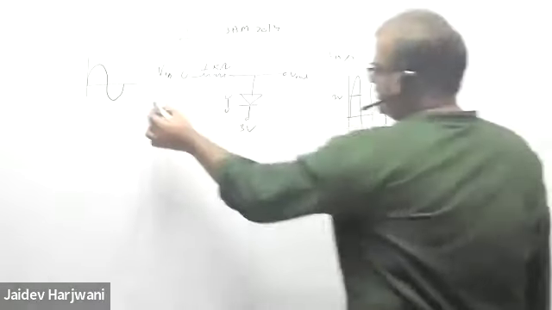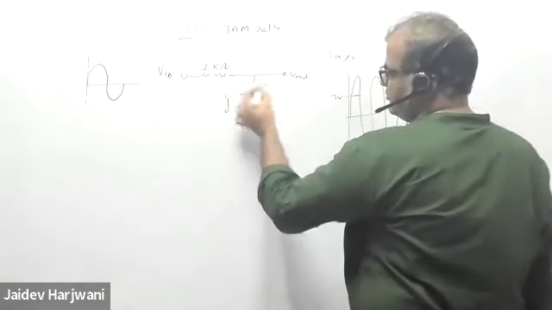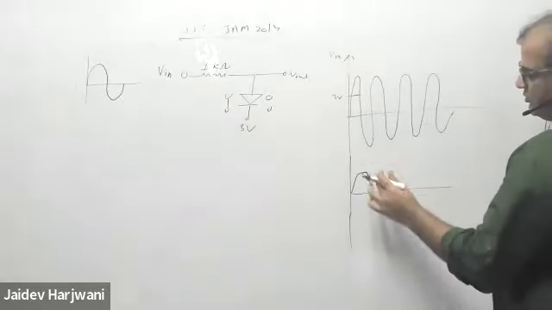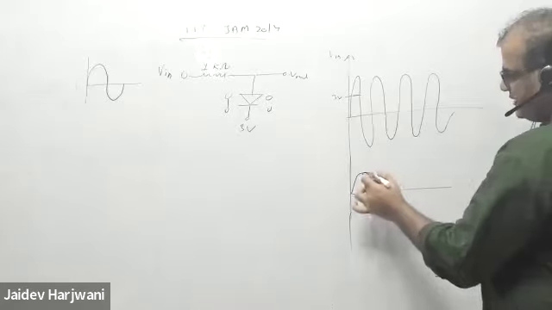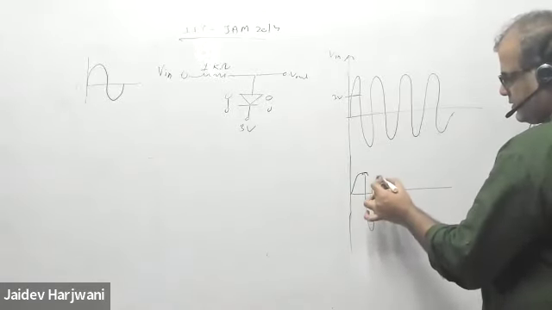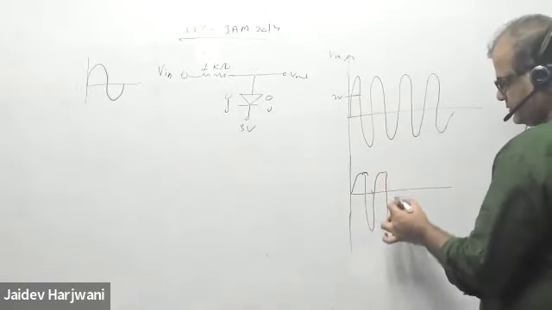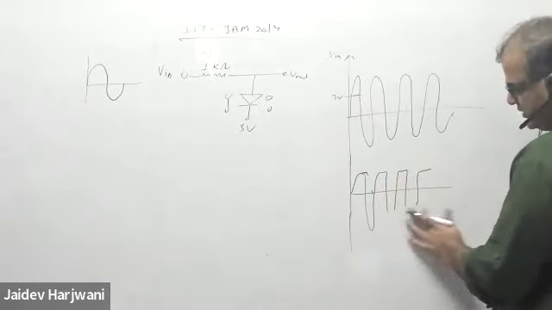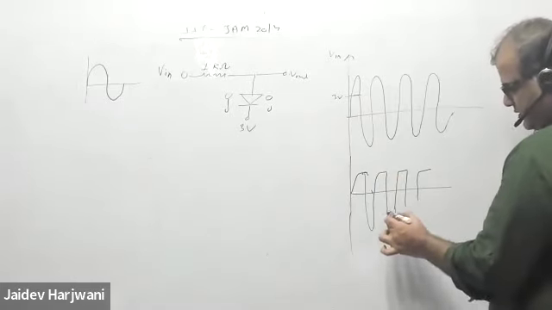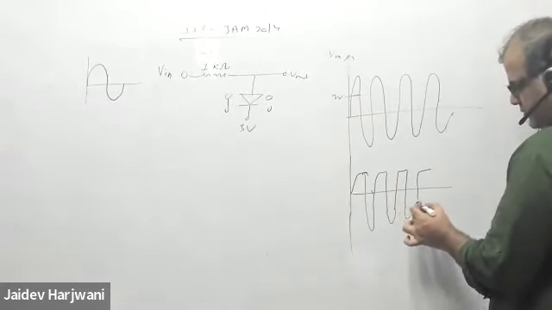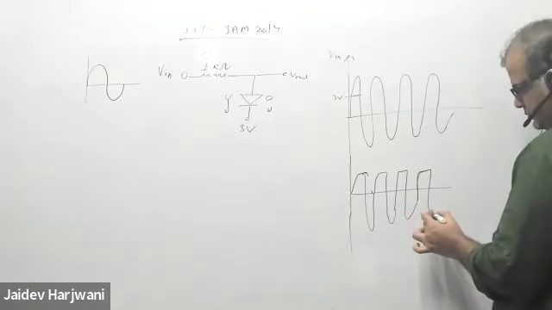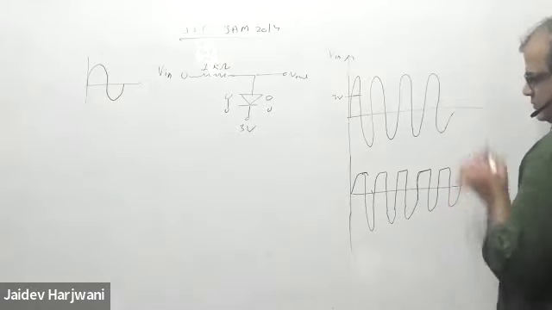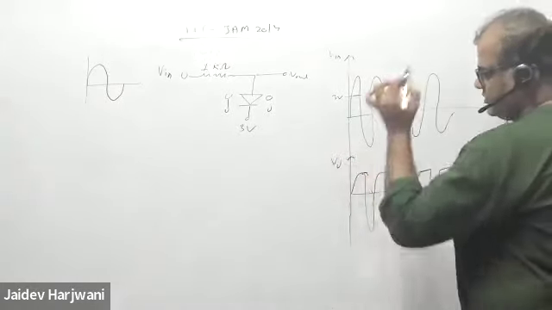For the negative side, it will always be reverse biased, so it will be open. So no current will flow. So this voltage will directly come here. So V output will be equal to V input. So the curve will come something like this. Okay, you can plot it in a nice, symmetric way. So here will be the output.